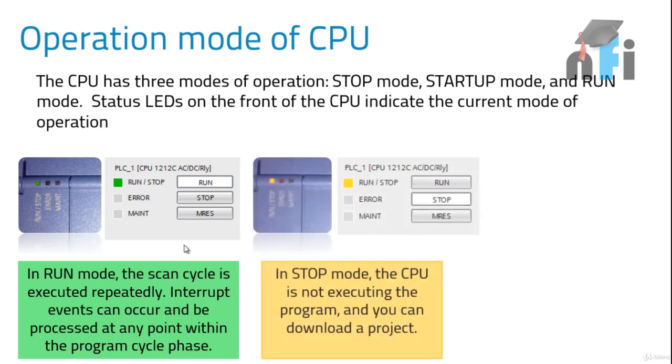Now we have a stop mode. In stop mode, you have this orange LED. Now in stop mode, there will be no scan cycle. PLC in stop mode will not execute the program. And you can also download a project when PLC is in stop mode. You cannot download the project when PLC is in run mode, except in some special conditions.